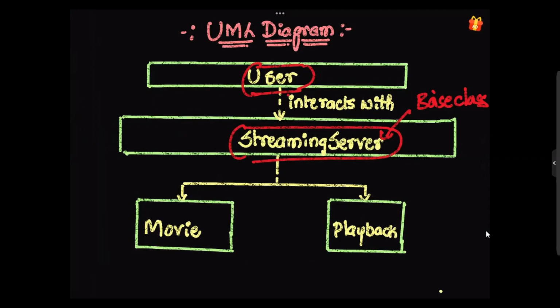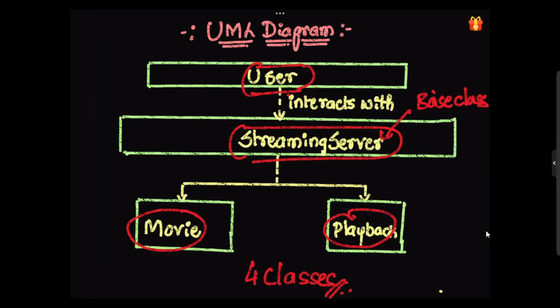So the user class interacts with the streaming server class, and the movie and playback classes are directly dependent on the streaming server class. So these are the classes that we'll be making use of, four classes actually. We will be going with different methods within each class, so not to worry. These are the classes: user class, streaming server, which is the base class, and movie class and the playback class. You can just pause the video and have a look into it.